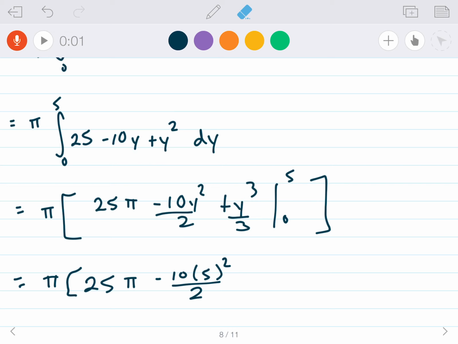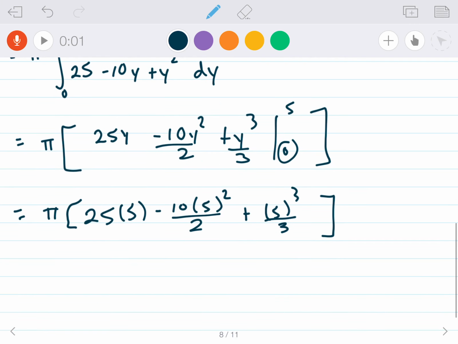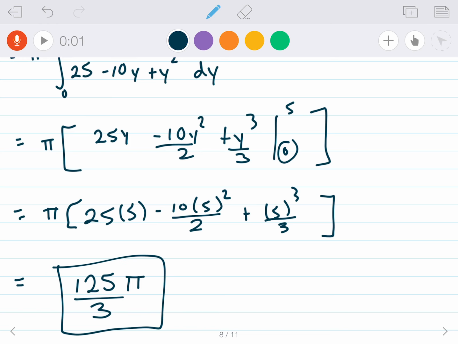This was not 25 pi, this was 25y. I'm sorry, I'm making these errors here. Okay, so this is going to be that minus that plus 5 to the third over 3. And then if we plug in 0 for all of those y's, all of that's going to go to 0, so we don't really have to include that there. When all is said and done, and you simplify this, you should get 125 pi over 3. And that's our answer.